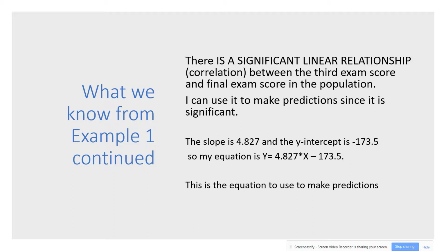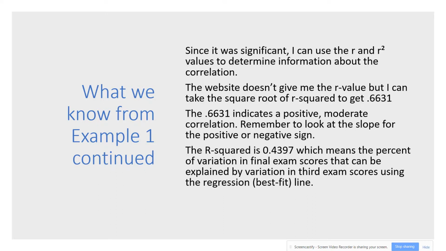I have my slope of 4.827 and a y-intercept of negative 173.5. So there's my equation, and I can use that equation to make predictions. Now since it's significant, I can use my r and my r squared values. The website didn't give me my r value, but I can take the square root of r squared and get it. The 0.6631 indicates a positive moderate correlation.